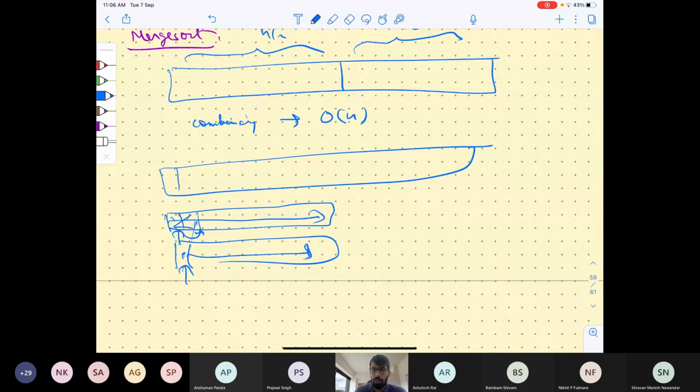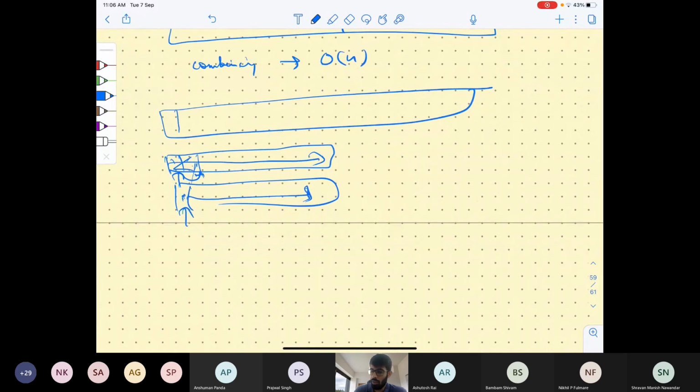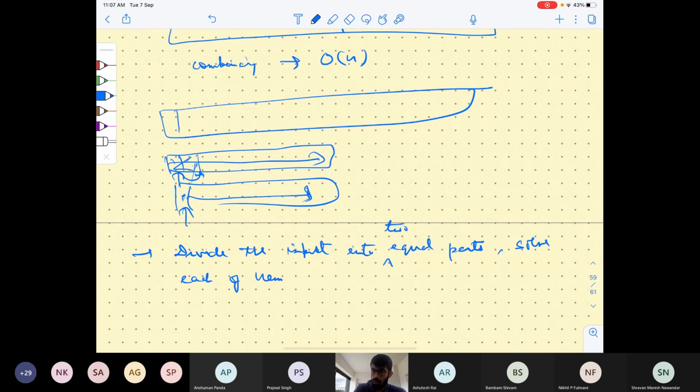So good. This is actually one principle that is used in divide and conquer, which is to divide the input into equal parts, or two equal parts, let's say, solve each of them, and then take linear time to merge the solutions.